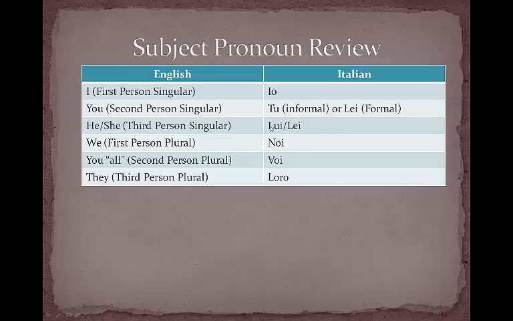Moving forward, lui means he, lei means she or you in a formal sense. Noi means we. Voi means you all, so that's the second person plural. And loro means they, the third person plural. So knowing these subject pronouns, you're going to have one conjugation per subject pronoun. So one for the first person singular, one for the second person singular, one for the third person singular, both he and she, both genders. One for we, one for you all, and one for they.